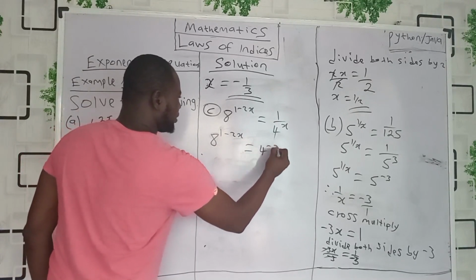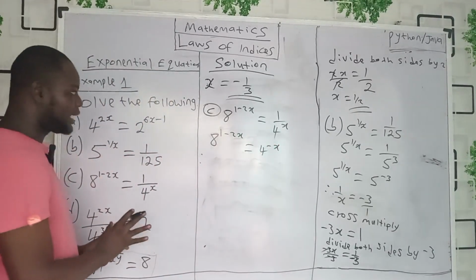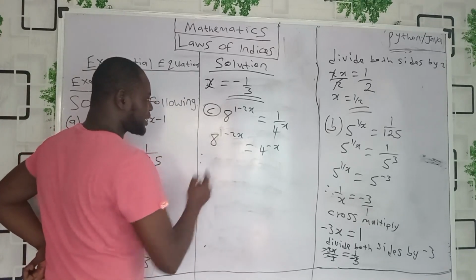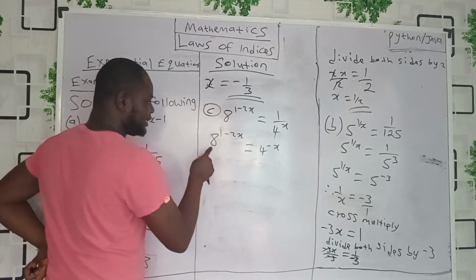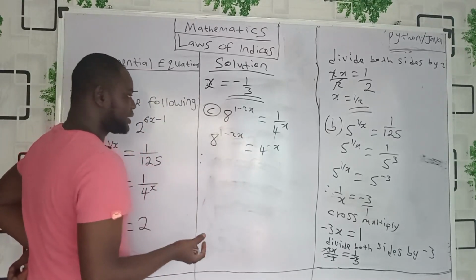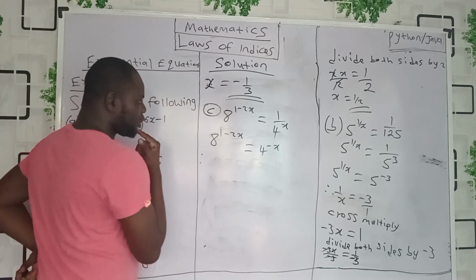4 raised to power minus x, one of the laws. We know what we are doing like that. But look at this. Of course, 4 is the simplest one. But can I express 8 as 4 raised to power something? No. 4 raised to power 1 is 4. 4 raised to power 2 is 16. It's more than 8. But what can I do?